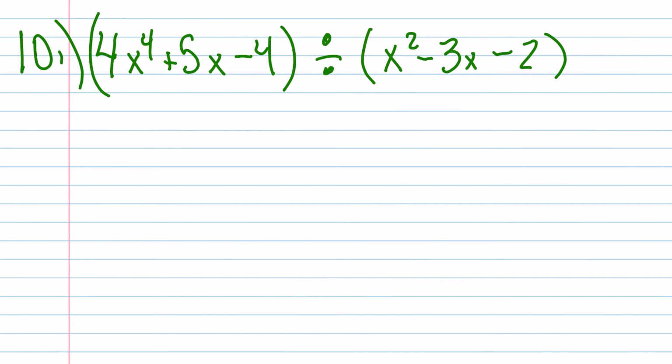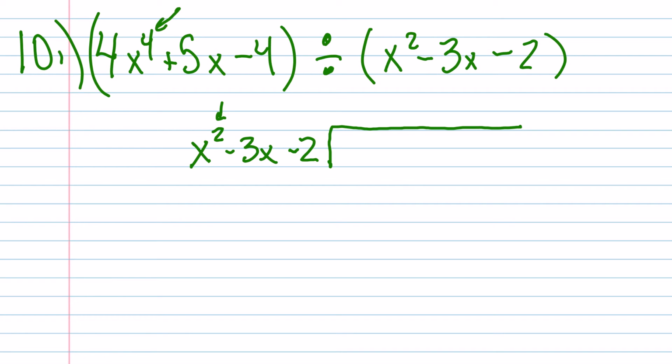Alright, last problem we're going to go over today is 4x to the 4th plus 5x minus 4 divided by x squared minus 3x minus 2. First thing I'm going to do is I'm going to make my box. On the outside, really easy, x squared minus 3x minus 2. Remember, if you count down, I have x to the second power, start with 2, then x to the first power, that's 1, and then no x's, so that's 0. So that counts down just fine.